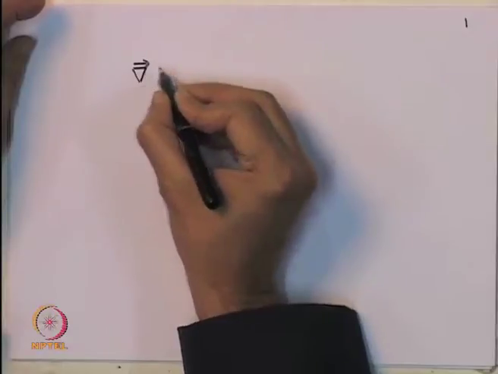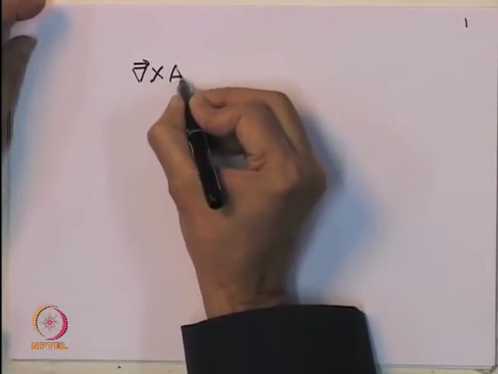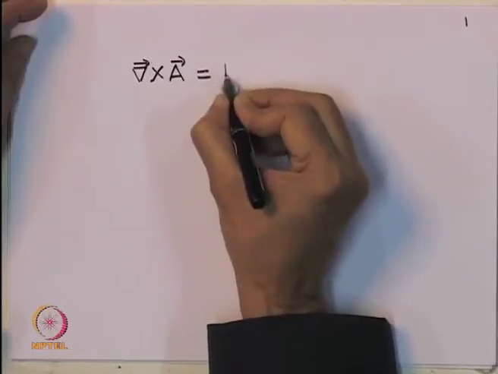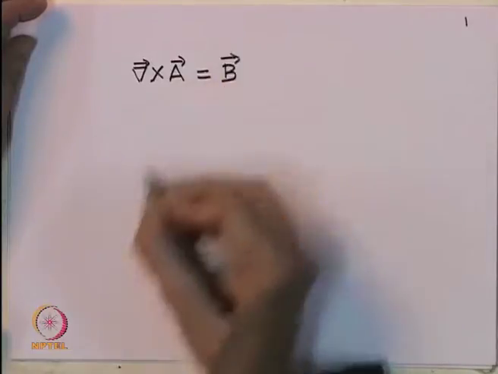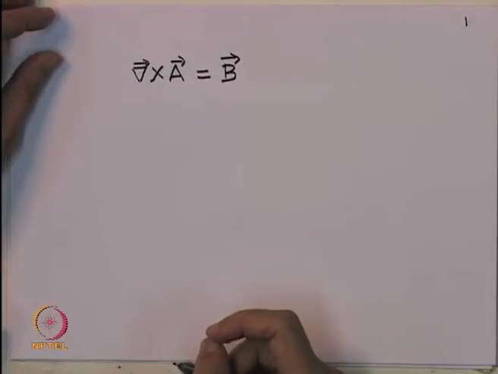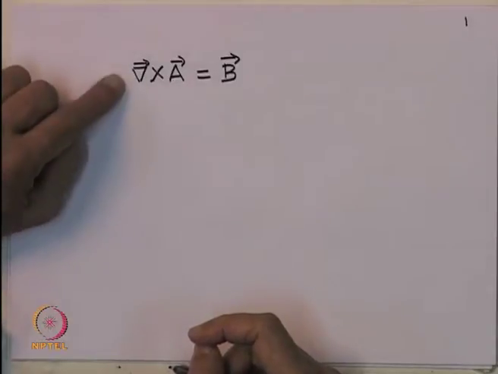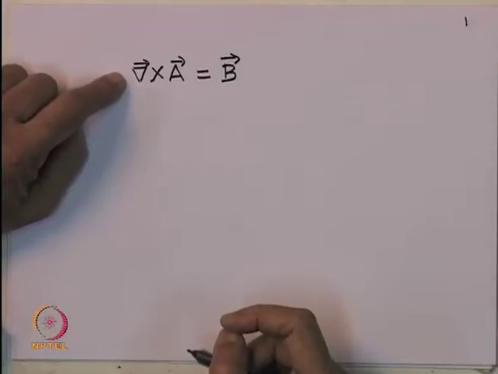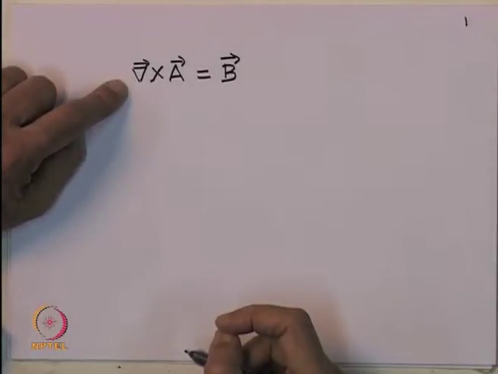In the last lecture, we had introduced the concept of a vector potential for the magnetic field, and it was defined through a relationship which says del cross A gives you the magnetic field B. What we also did is to say that because the curl of the gradient of any scalar function is equal to 0, the vector potential is not completely defined by this equation.